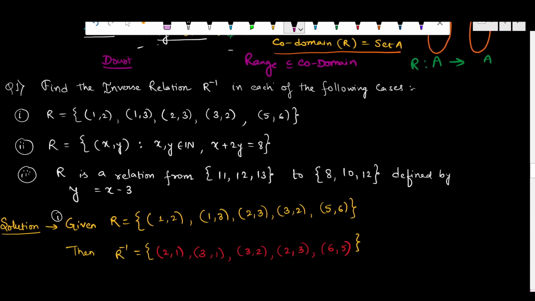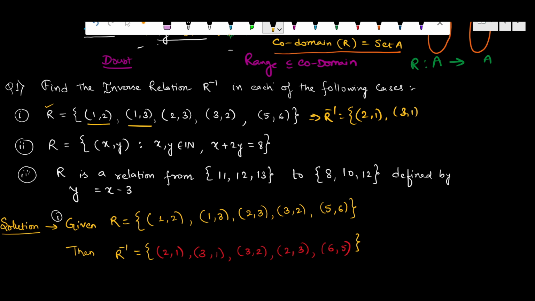Find the inverse relation R inverse in each of the following cases. Given here R equals to this set, so this implies R inverse is what? Just interchange the position of the elements, means (1,2) will become (2,1), (1,3) will become (3,1), (2,3) will become (3,2), and (3,2) will become (2,3), and (5,6) will become (6,5), right?